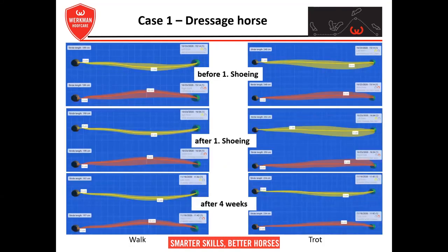Because if you have a look at this slide, it's still the same horse. It's before the first shoeing, after the first shoeing, and after 4 weeks. We see the sideways motion of the horse in walk and trot. And as you can see, it's tending to wing in with both limbs, and it's not changing. So the individual motion pattern of the horse stays the same, independent from our treatment. So this is the first message I would like to give you. We have an effect, don't worry.